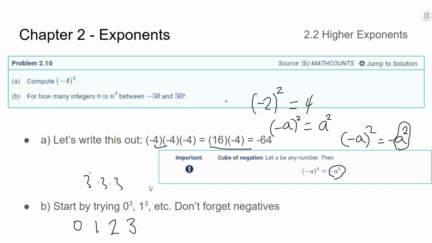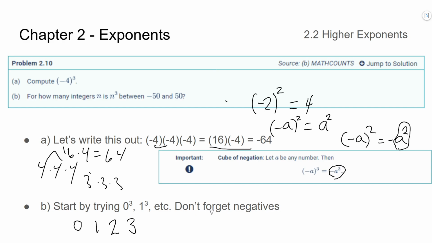How about 4? So let's do 4 times 4 times 4. 4 times 4 is 16. 16 times 4, we already did this one here, is 64, and that is not within -50 and 50. So 4 is not going to work. So we have 0, 1, 2, and 3.